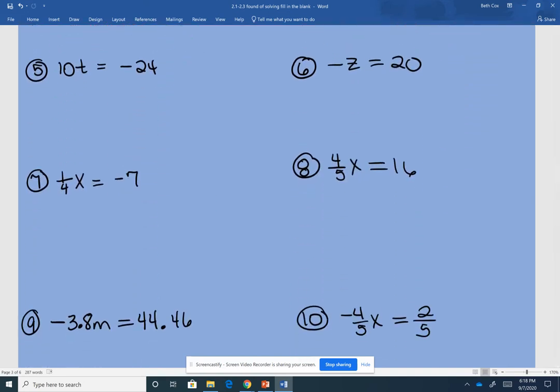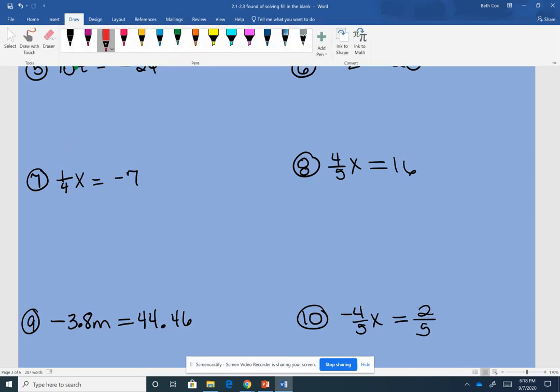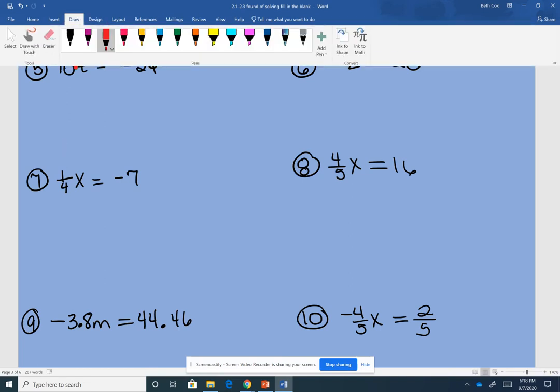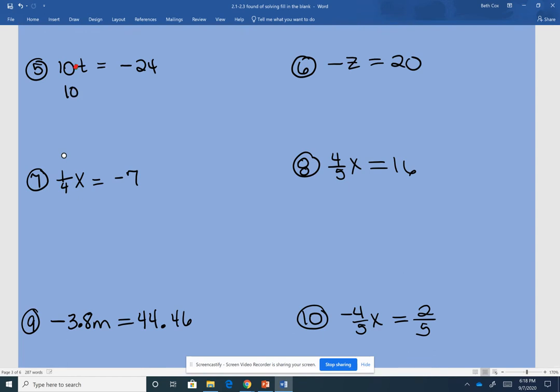Okay, so now let's look at 5 through 10. Again, stop the video if you need to finish copying these down before we get started. See what you remember. All right, now this one, number 5, this is multiplication. Our variable has been multiplied by 10. So what we're going to do is we're going to divide by 10. Now I am going to change the way I write it. I'm going to recopy the problem down so you can see it in its original state.